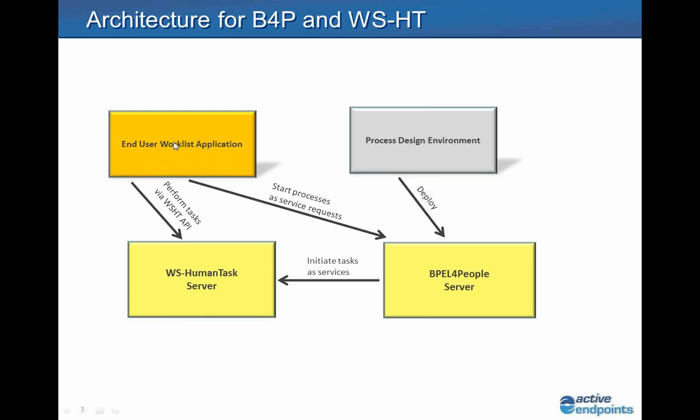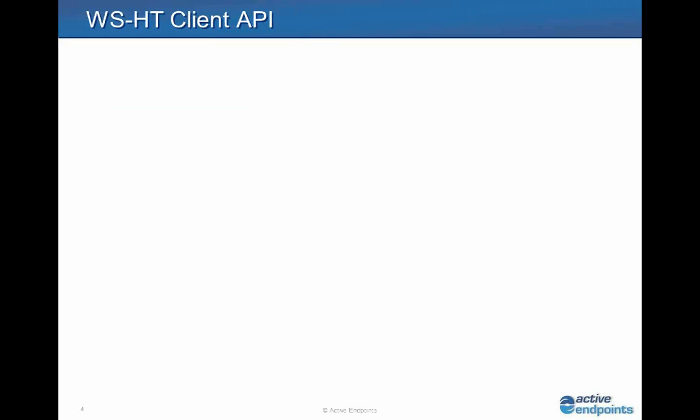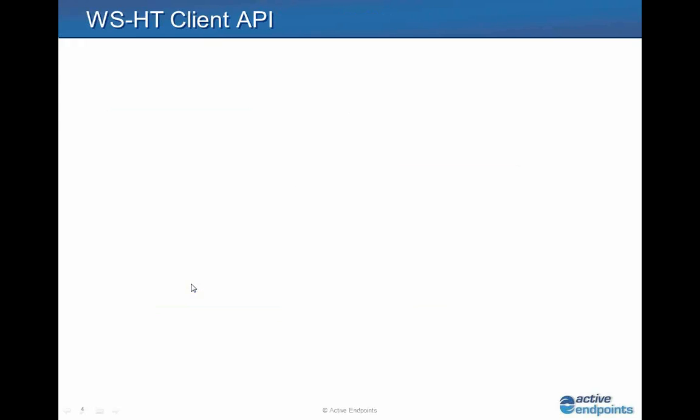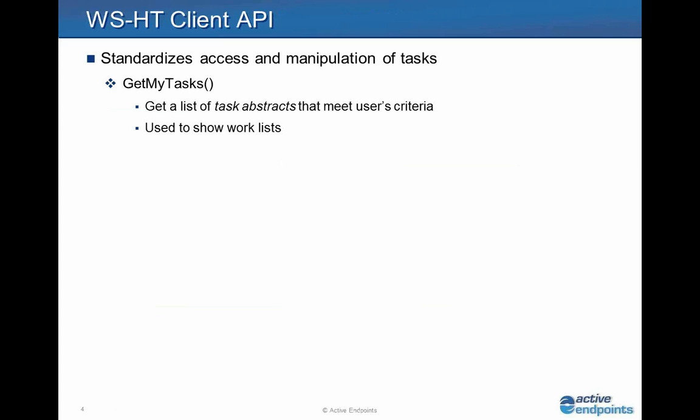It gets worked on because there's an end-user worklist application that is calling through the standardized WS-Human Task API to get at information about the task, show it to the user, and give them a UI. So that last thing I was talking about, this WS-HT API that's represented here, is what I'm going to show you a little bit more of.